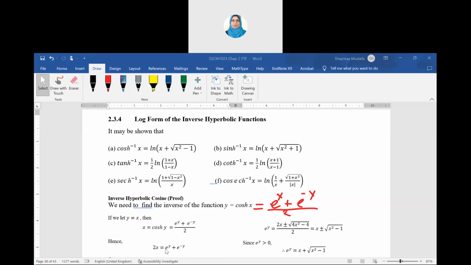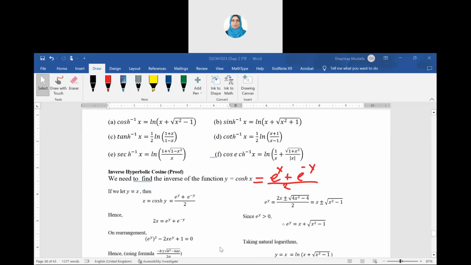We have to multiply both sides by exponential y. 2x times exponential y, and exponential y times exponential y is exponential 2y, which is exponential y squared, plus exponential minus y times exponential y, which is exponential 0, which is 1.